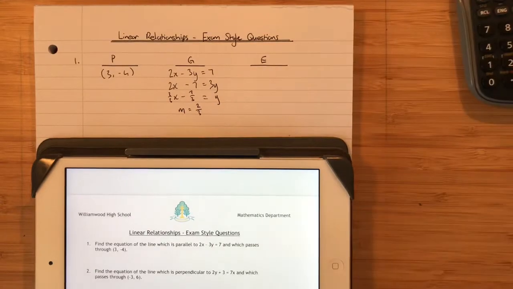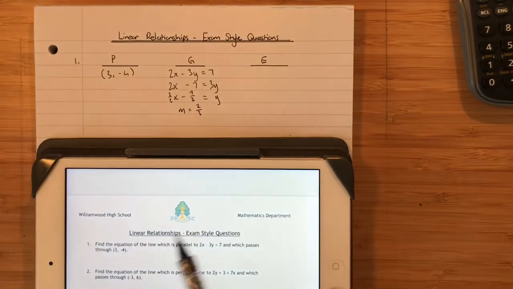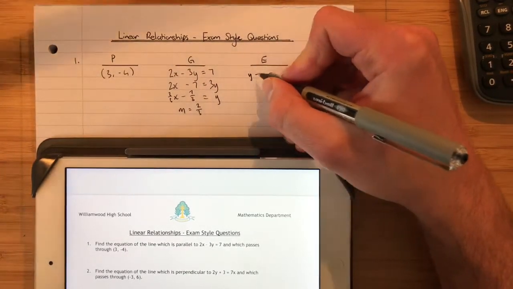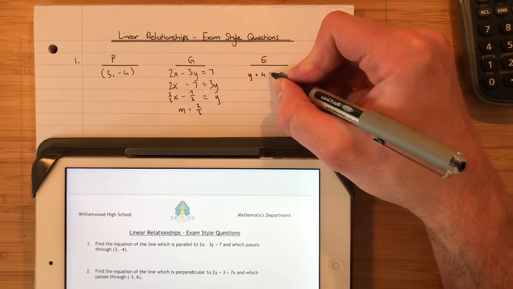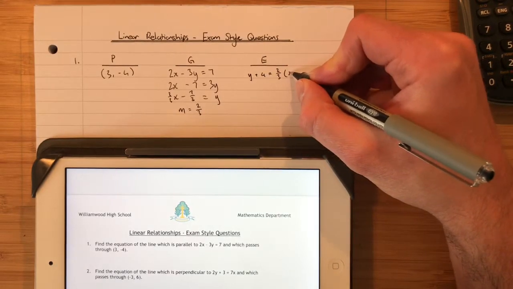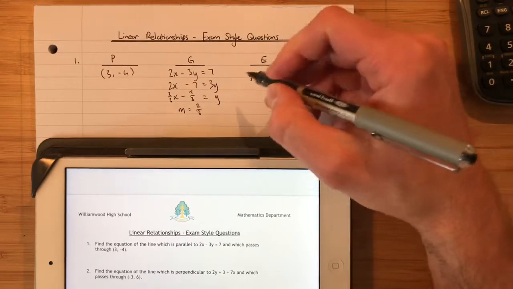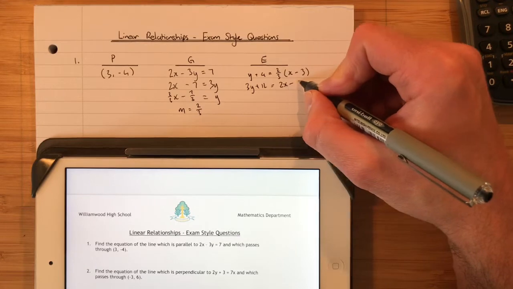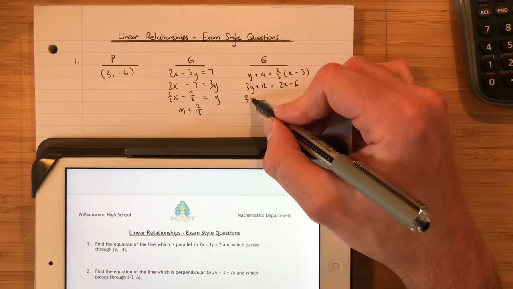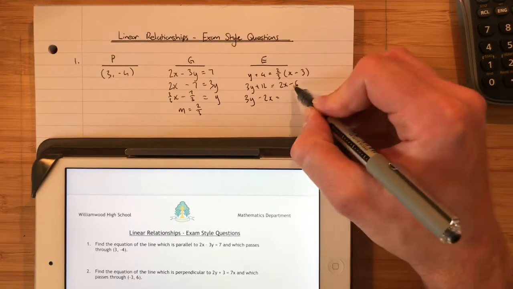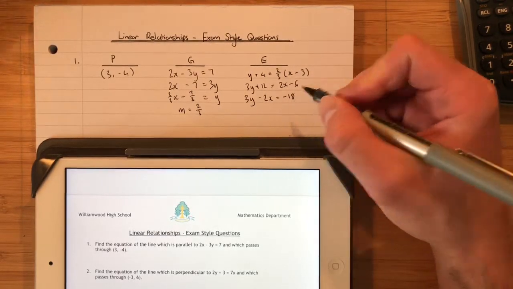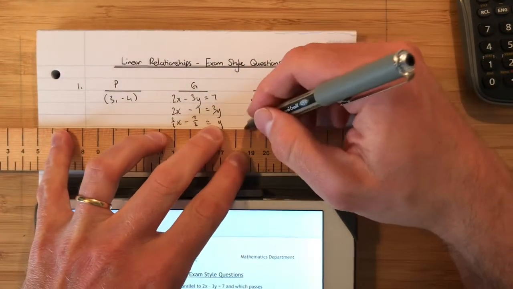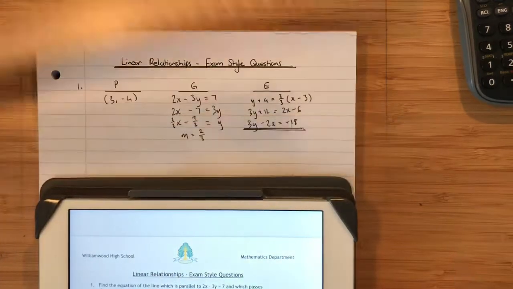Now, it's parallel, so it's got the same gradient, I have to do nothing else. That's a National 5 question. I've not done any Higher stuff at all. So let's just do the equation. y minus b, which is negative 4, so y add 4, equals 2/3, brackets, x take away 3. Multiply the 3 up, that will give me 3y add 12 equals 2 multiplied through that bracket, 2x minus 6. My final answer will be 3y minus 2x equals negative 6, take away 12, which is negative 18. Okay, so that's question 1 done.